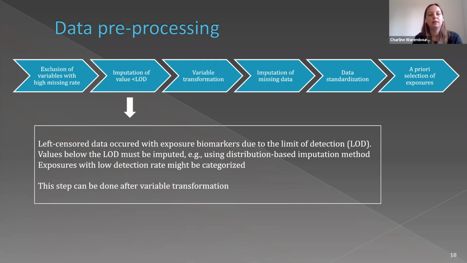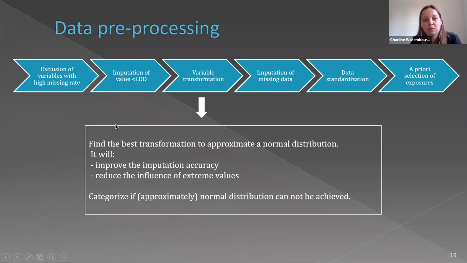And then you have to impute the values below the limit of detection in case you are studying some biomarker exposure. You can, for example, use distribution-based imputation methods, or you can also consider categorizing these exposure variables if the detection rate is too small. And you can also do this step after the next step, which is the variable transformation.